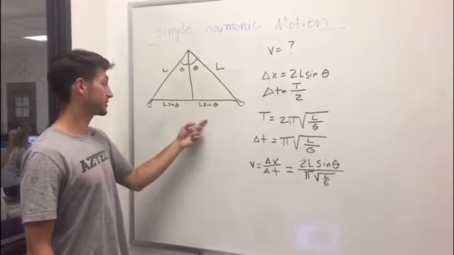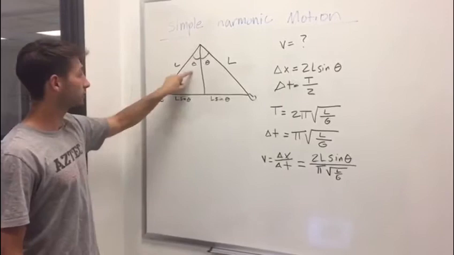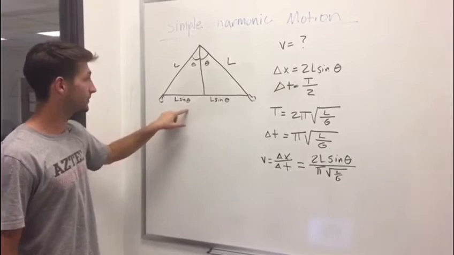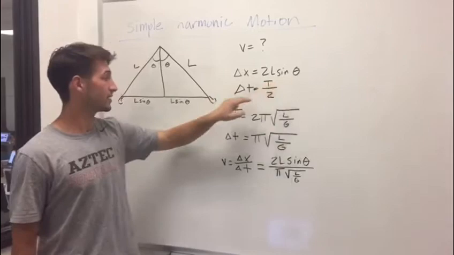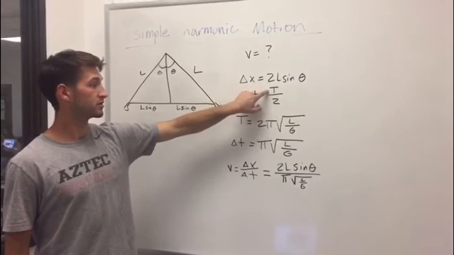and see that we have a length L and angle theta. That means the horizontal distance that it travels is L sine theta. Since we have two of those, the change in distance is 2L sine theta. And since there's two periods technically, the change in time is the period over 2.